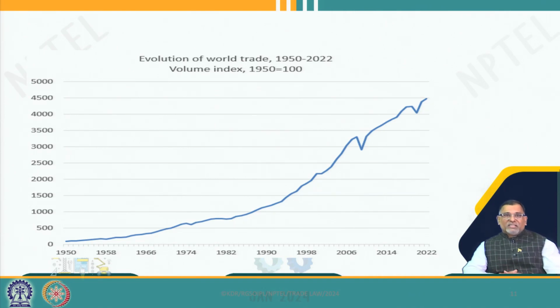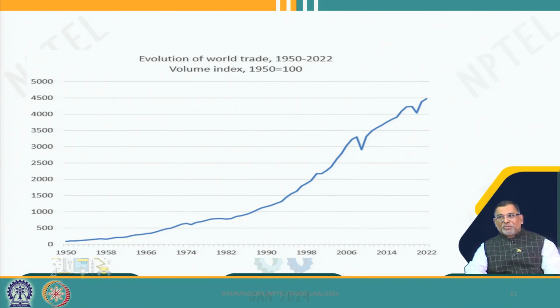So, this is very recent data. I have taken it from the World Bank database, which has data from 1950 to 2022. This shows the world trade. You can see that from 1950 onwards, the world trade volume has increased many fold. If you take 1950 as 0, it has reached up to 4,500 in 2022, last year. So, world trade growth is phenomenal, especially after 1995.